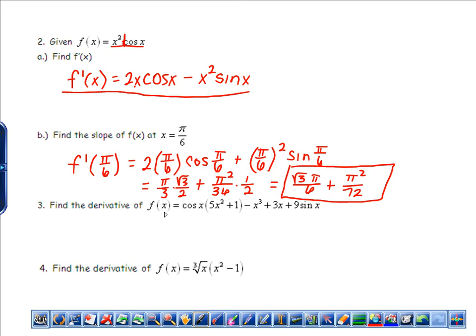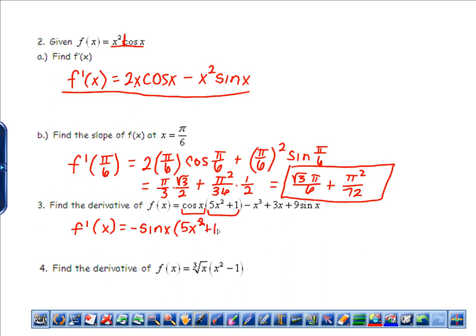Looking at the next one, find the derivative of f of x if f of x equals cosine x times 5x squared plus 1, and then you see the rest of this. So we're going to use a combination of product rule and power rule here. First we've got to use the product rule on this part right here because those are two different functions of x. So f prime of x equals, okay, the derivative of cosine of x is negative sine x, and then I'm going to multiply that just by 5x squared plus 1.